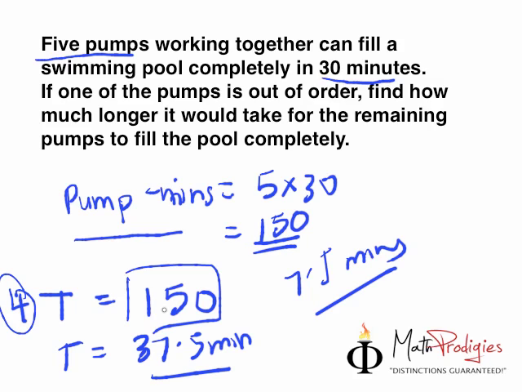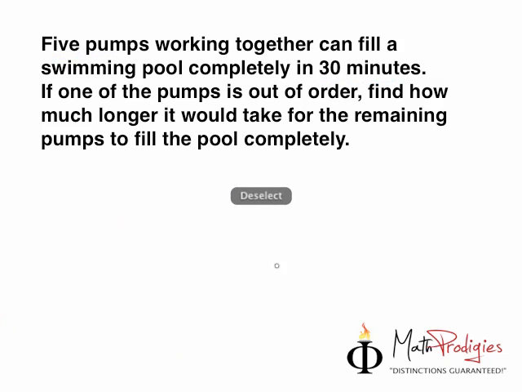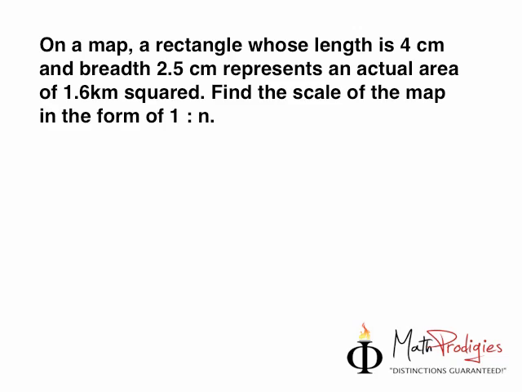Now, good job. You're a math prodigy. Now we're going to do the next question for the day. It's actually pretty simple again. I want to test you on a different kind of proportion. It says: on a map, a rectangle whose length is 4 cm and breadth is 2.5 cm represents an actual area of 1.6 kilometers squared. Find the scale of the map in the form of 1:n. So that is your question for the day.